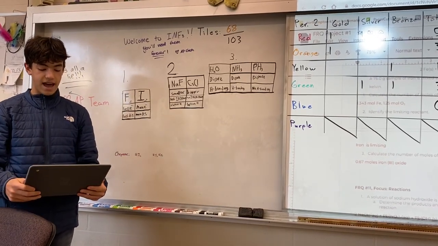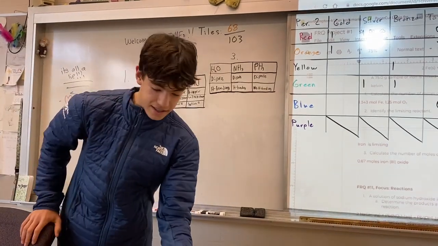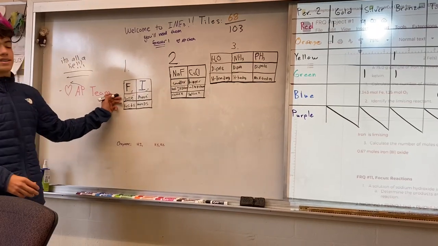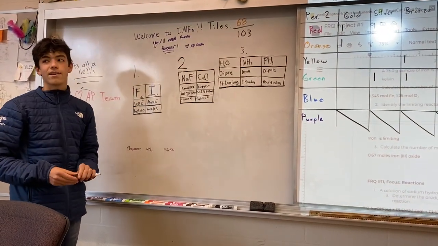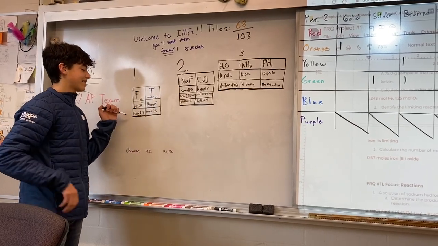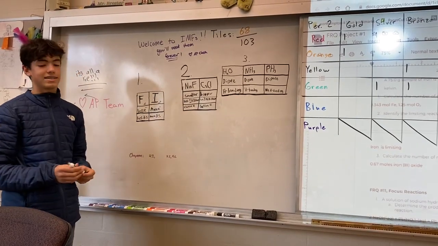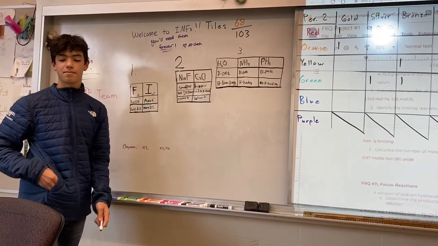Fluorine is a gas, while iodine is a solid. So the reason fluorine is a gas is because it has fewer electrons, meaning therefore it also has weaker dispersion forces, meaning it's easier for it to be a gas, pretty much.